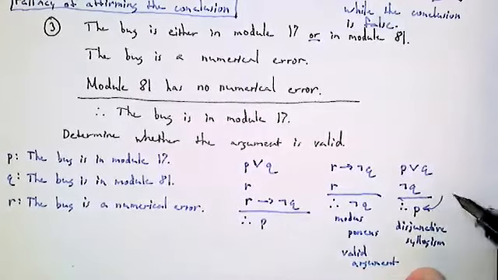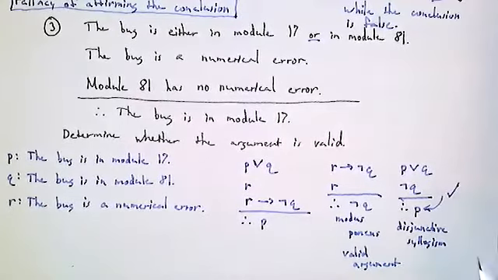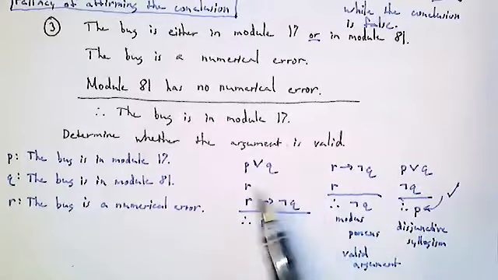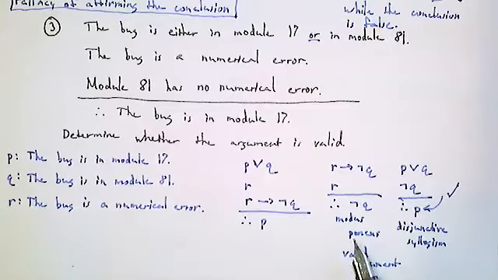And that's what we wanted, P. We wanted to guarantee that P was true. So we broke down this 3 hypothesis argument into 2 rules of inference to show that it actually is valid.